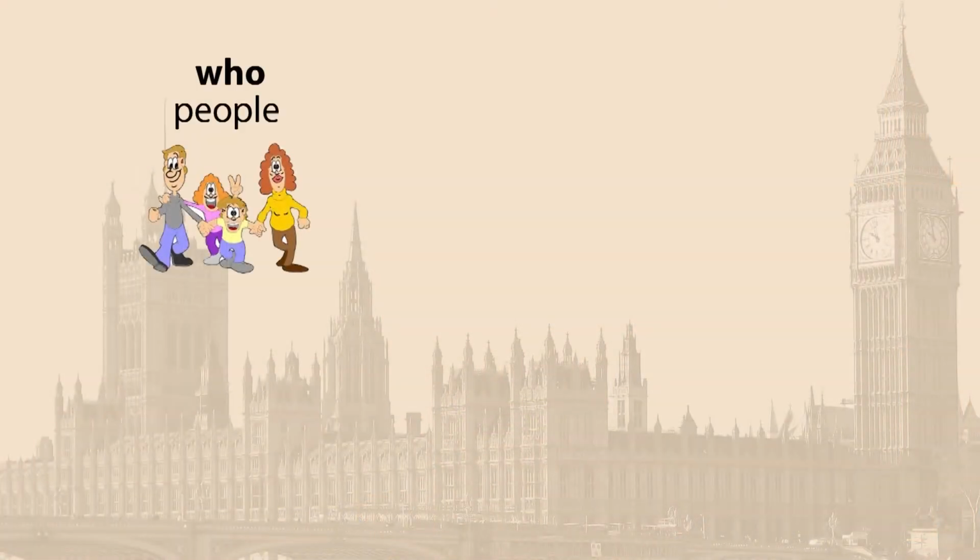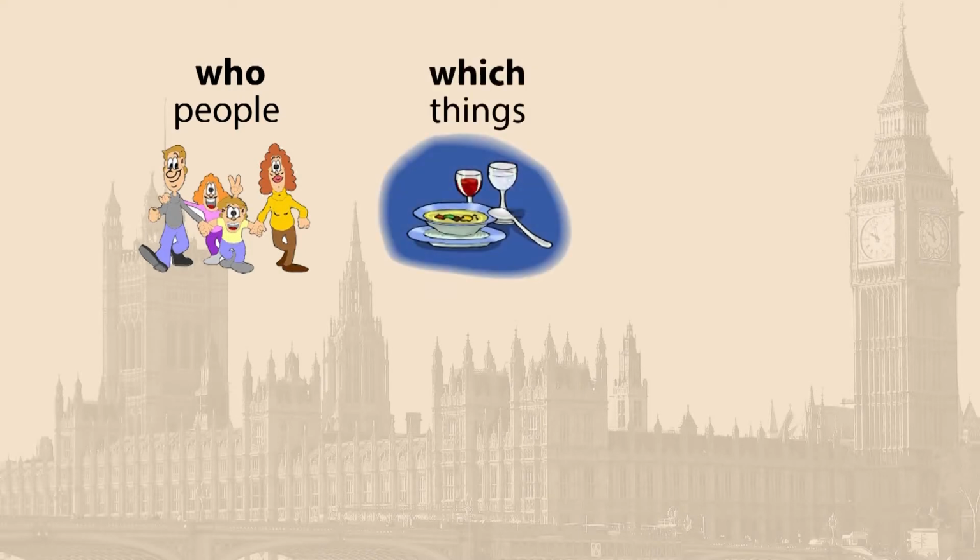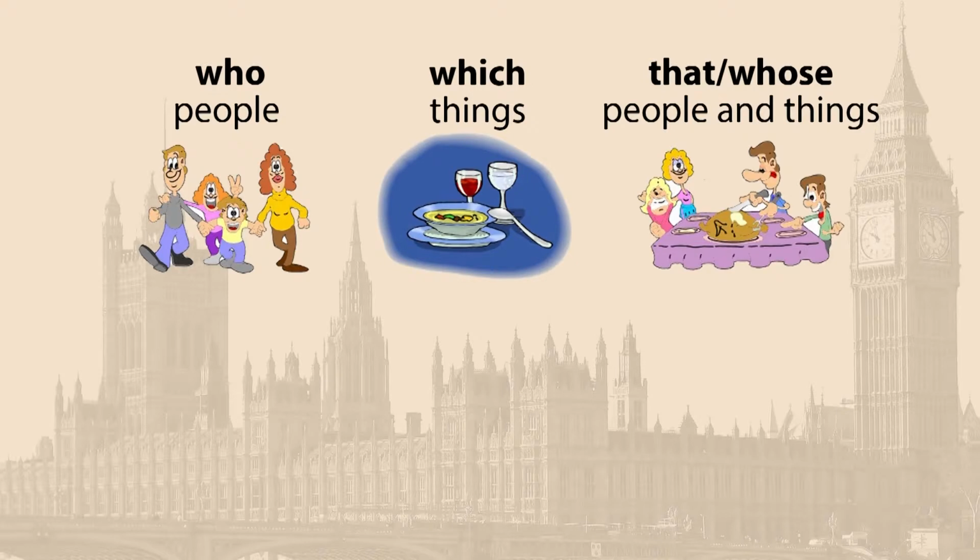If you read carefully, you noticed that we used who for people, which for things, that for people and things, and whose for people and things. Once again, we use who for people, which for things, but we can use that for people or things. Whose replaces a possessive. It can be used for people and things.